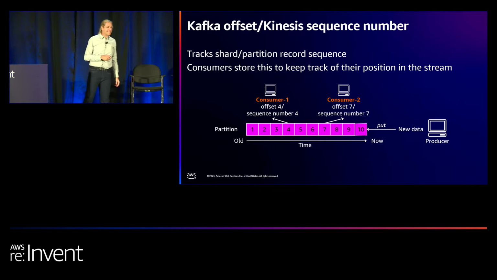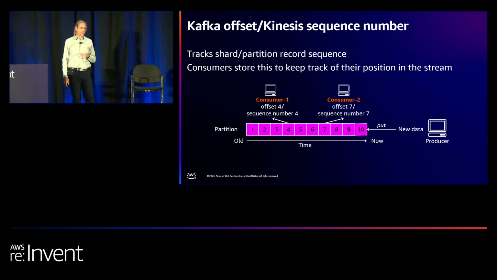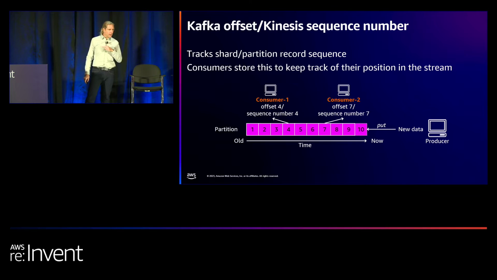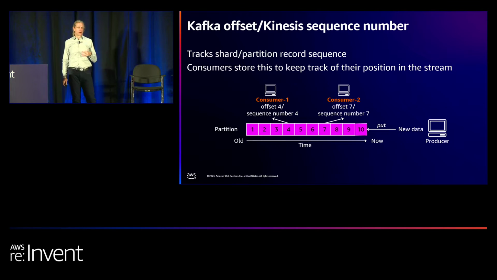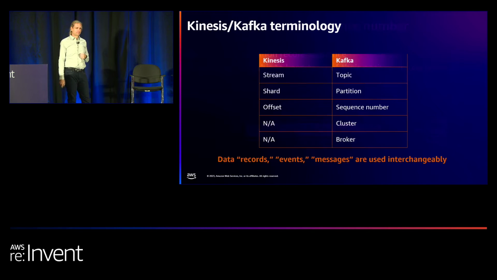Kafka has an offset, and Kinesis has a sequence number. And this is basically the same thing, and it's to track where the consumer is reading from in the stream. So here we've got consumer 1, which has an offset of 4, and consumer 2, which has an offset of 7. It's just a way that multiple consumers can be tracked within the streaming application to know where they are in the stream.